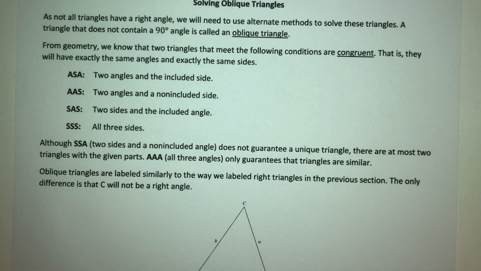We don't have side-side-angle. It doesn't guarantee a unique triangle, but we do know that there are at most two triangles with the given information, whatever we have, okay? And then if we have all three angles and no information on any of the sides, that only guarantees that the triangles are similar, meaning proportional. It does not say that they are congruent. They could be congruent, but that's not enough information to say that, okay?